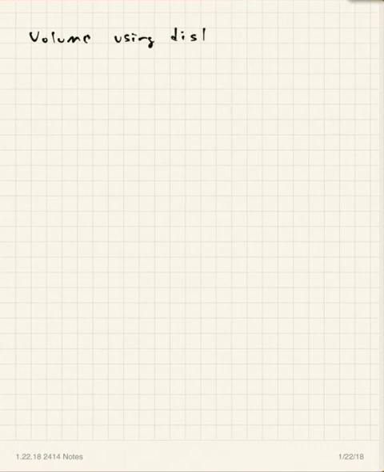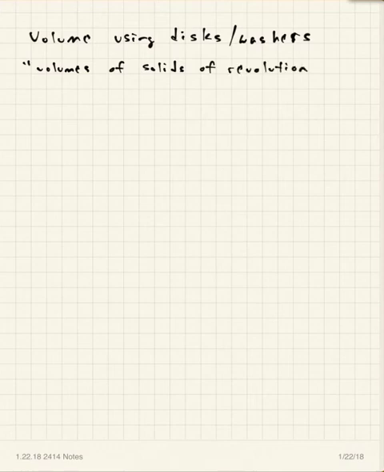And technically volume using discs and washers. Now, the kind of figure we're talking about here is volumes of surfaces of revolution, or solids of revolution. Volumes of solids of revolution. And so, first of all, we want to talk about what a solid of revolution is.